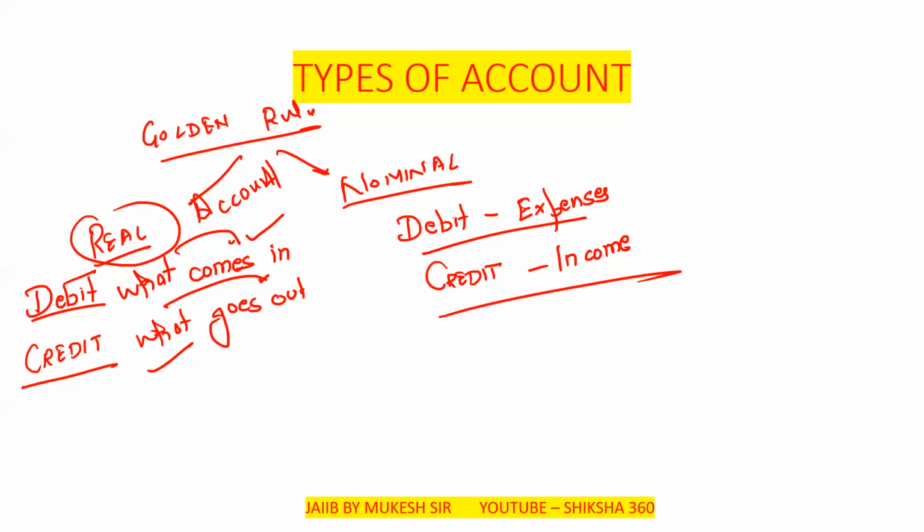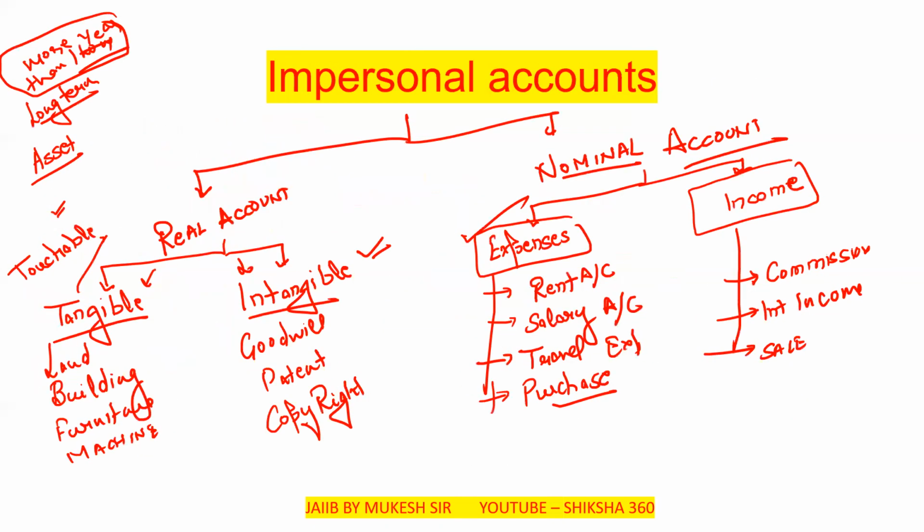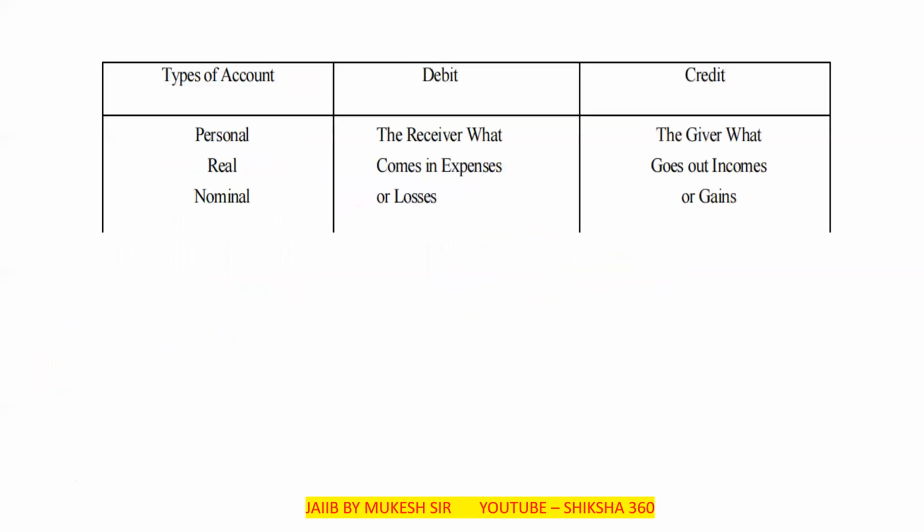So now let's discuss one question on the same thing, so that we are able to understand the concept, clear? So here, in a nutshell, basically I will show the types of account: personal account, real account, and nominal account. Clear? So debit and credit.